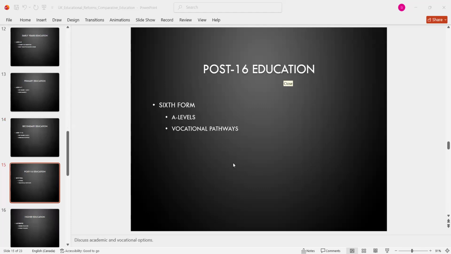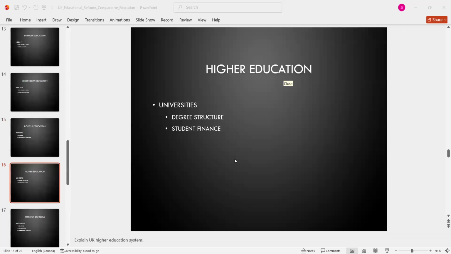And sixth form, there are 4 stages now. Post 16 education, A level, O level, A level, vocational pathways. Now you can realize what similarities we have. And higher education, universities, degree structure, student finance. So self-finance is also there.